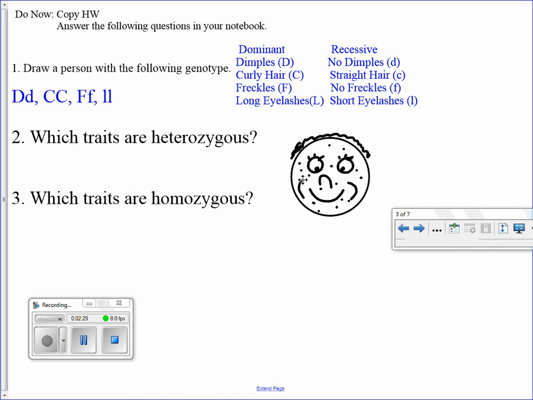Right. And in order to show the recessive trait, Mr. Webb, how many genes do you need that are recessive? 2. Thank you. So, which traits are heterozygous?